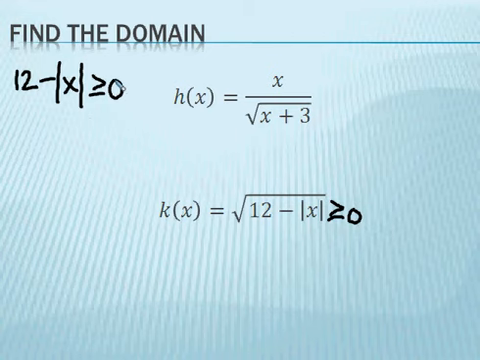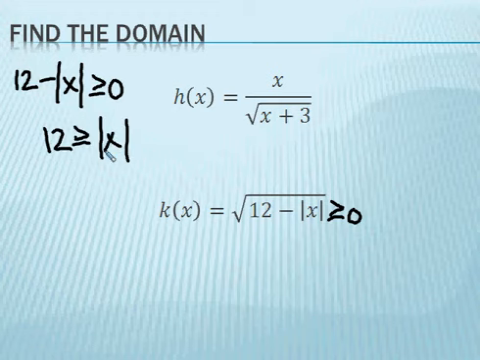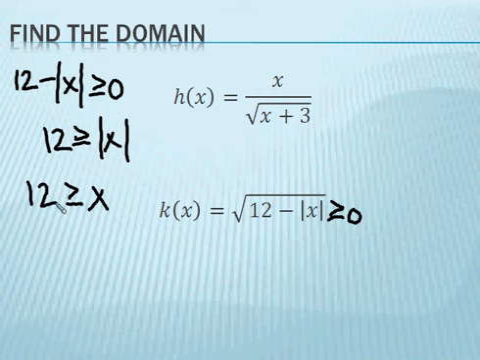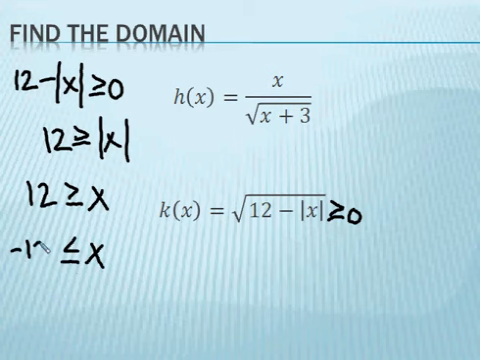When I solve that for x, I'm going to add my absolute value of x to the other side. So I have 12 is greater than or equal to the absolute value of x. And then to solve that, what that means here is I can take my x and I can leave the symbol the same for the positive value, and then I can switch the symbol around for the negative value, because the absolute value could either equal positive 12 or negative 12.